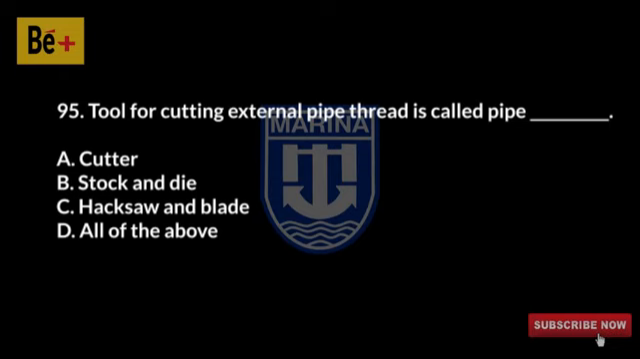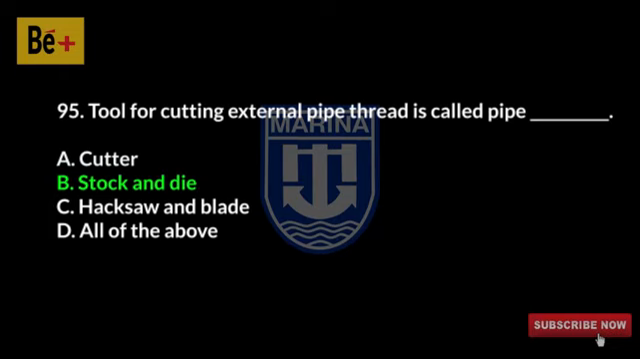The tool for cutting external pipe thread is called pipe A. Cutter. B. Stock and die. C. Hacksaw and blade. D. All of the above. The answer is B. Stock and die.